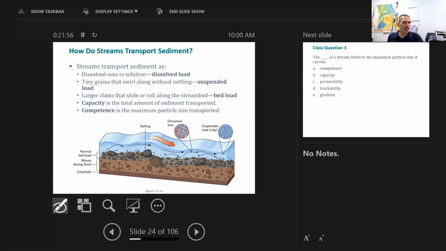If you've ever seen the Mississippi River, you'll realize it's muddy. Little bits of silts and clays are so small that the slightest bit of agitation of this water can keep this sediment aloft. And so we call this suspended load.